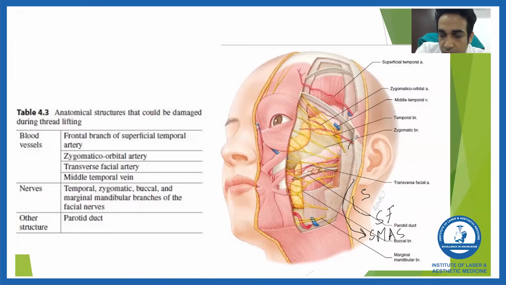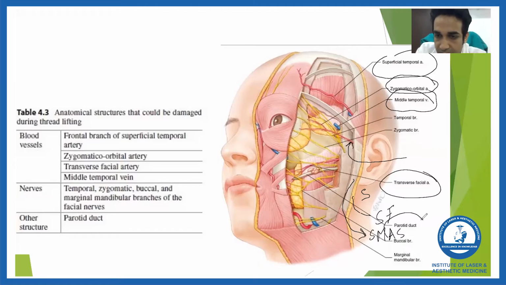As soon as we went down below the SMAS layer, what did we find? Zygomatico orbital artery, superficial temporal artery, right? A bunch of middle temporal veins, right? We found the transverse facial arteries. We found parotid duct, buccal branch, what not. Let me tell you, when you do it surgically, it is not hard to go past the superficial SMAS layer, right? You can easily penetrate in. So you must know these are the no-go areas. These are the danger areas. You don't want to venture into these areas, right?